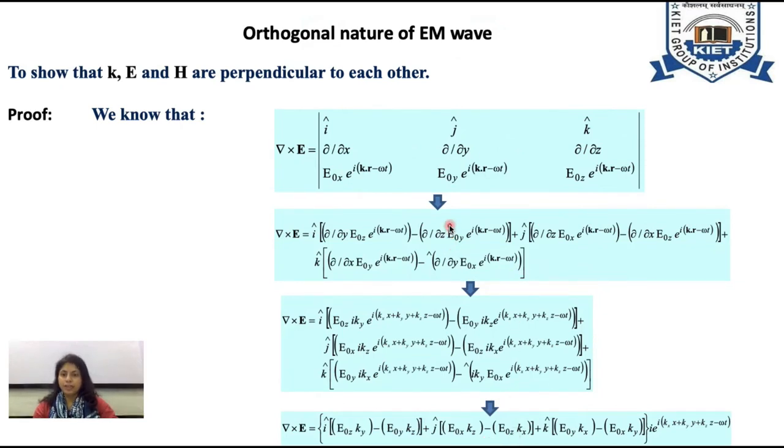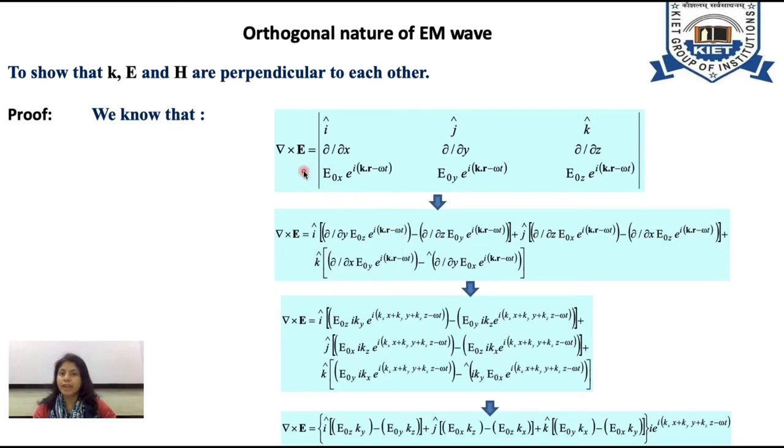Orthogonal nature of EM wave. What is orthogonal nature? We have to show that vector k, which is the propagation vector, and vector E and vector H are perpendicular to each other. In the previous article, we have shown E and H are perpendicular to vector k. In this article, we have to show that E, H and k all are perpendicular to each other.